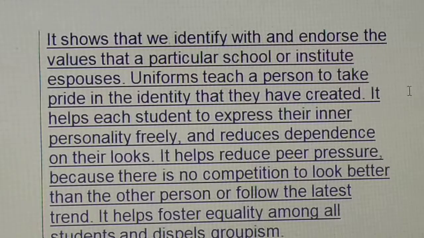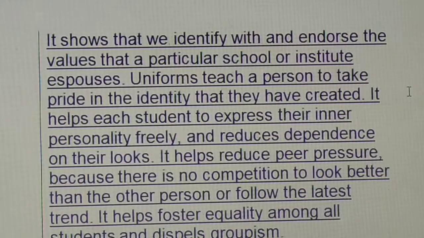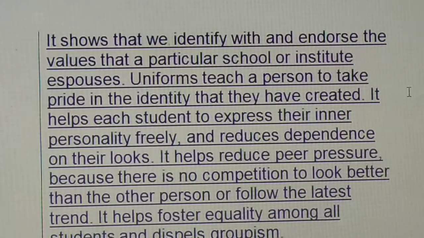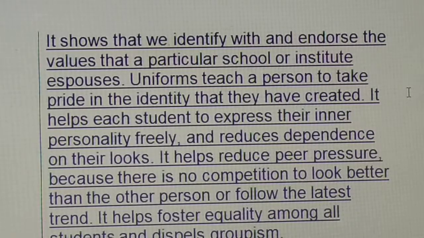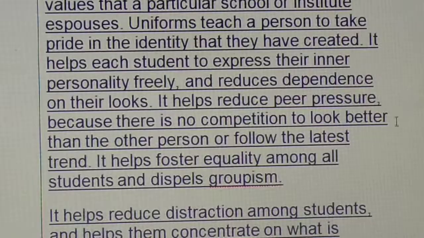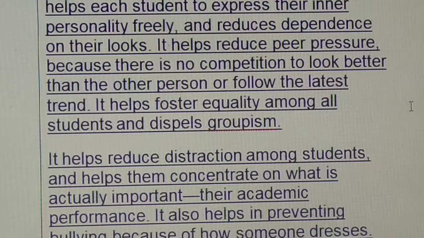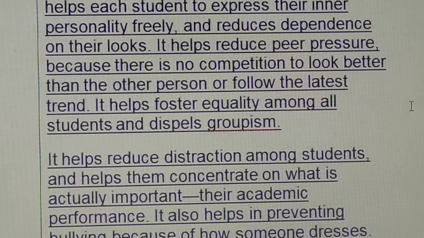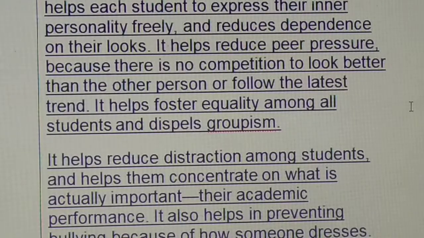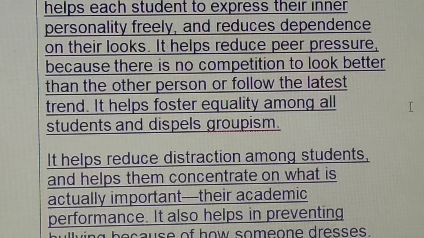It helps each student to express their inner personality freely and reduces dependence on their looks. It helps reduce peer pressure because there is no competition to look better. Yes, everybody looks the same because the uniform is the same. Correct. It helps foster equality among all students and dispels groupism. There's no groupism, this group, that group, no.